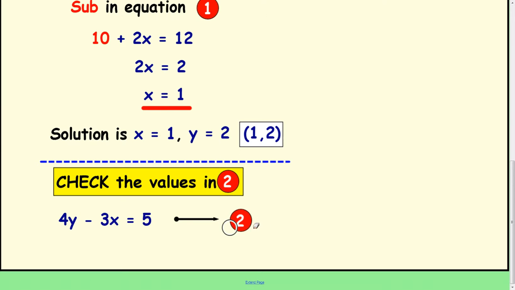Now let's see if 1 for x and 2 for y works. Well, 4 times y, that's what that means, is 4 times 2, which is 8. And x is 1, so 3 times 1 is 3. And that should come to 5. 8 take away 3 equals 5. It works.